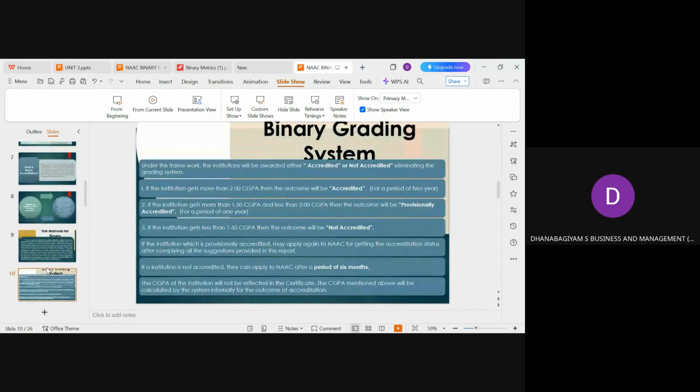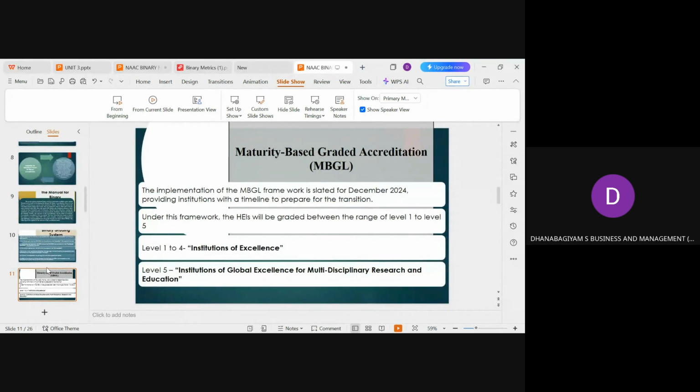Then next, as I was telling you earlier, this is a small abstract view of the transformation from the earlier NAAC to the binary accreditation we are now following. And when you talk about maturity based graded accreditation, we call it the maturity based graded level. The implementation of this MBGL framework is slated for December 2024, providing institutions with a timeline to prepare for the transition.